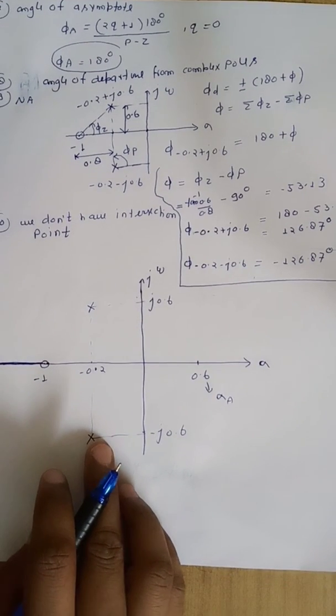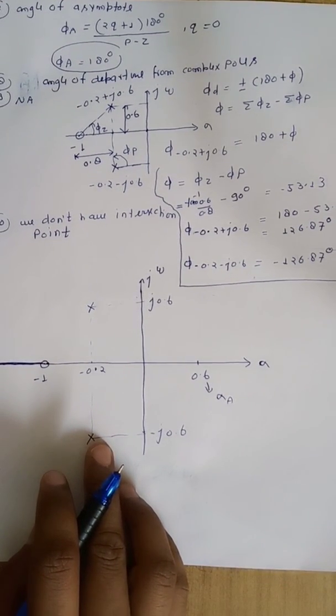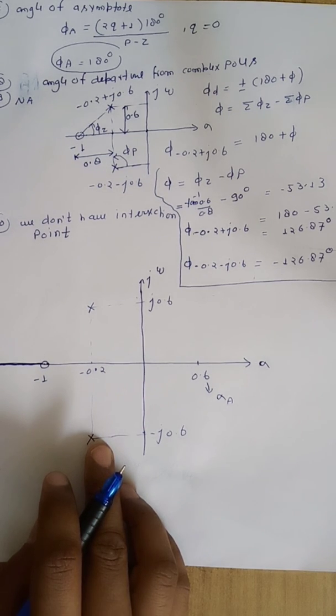In 10th rule, we will calculate intersection point of root locus branch with the imaginary axis. So here we don't have intersection point, because asymptote will not cross the imaginary axis, because we have angle of asymptote 180 degree. So asymptote or straight line will not cross the imaginary axis. So we can say root locus branch will not cross the imaginary axis. So no need to define intersection point of root locus branch with imaginary axis.